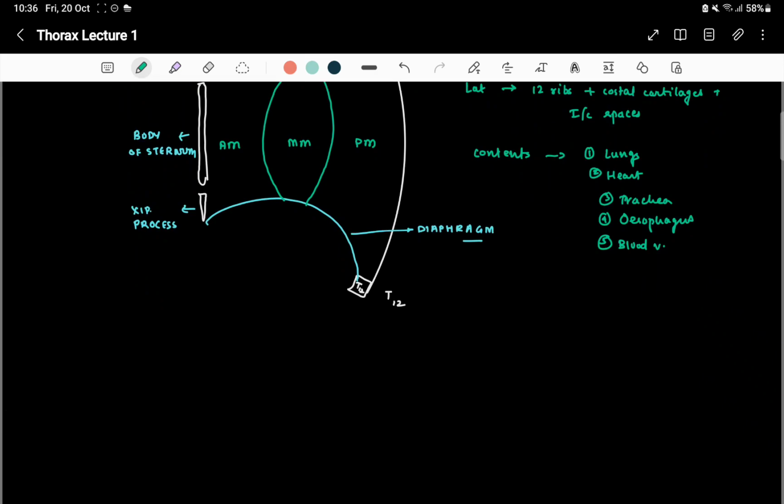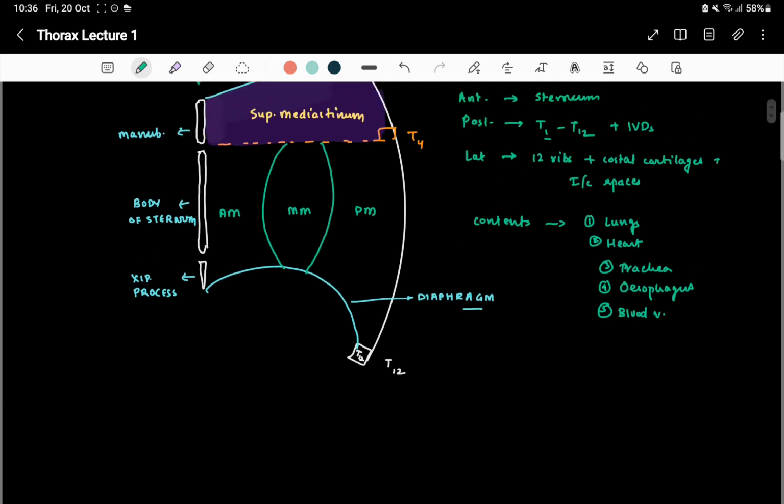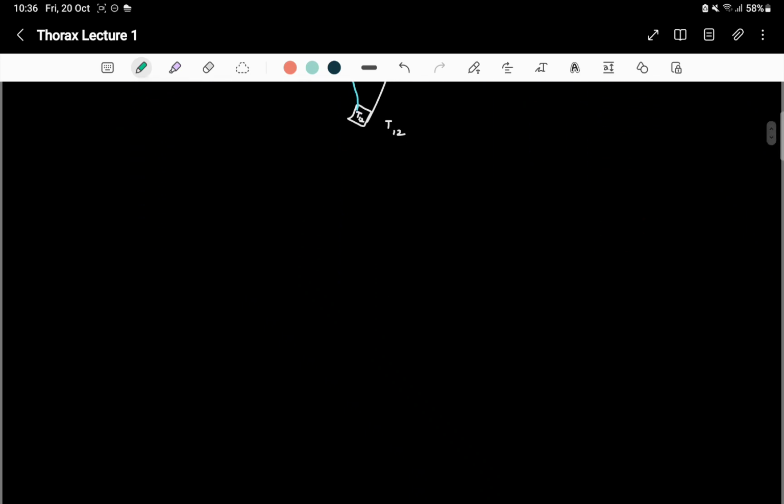So with this, let's discuss some other things. Let's discuss a fascia called Simpson's fascia. This is also called the suprapleural membrane.